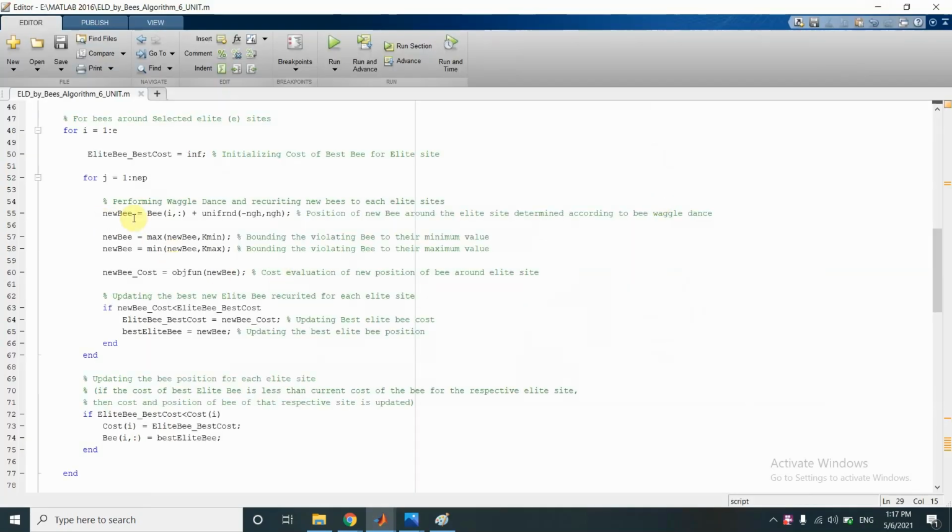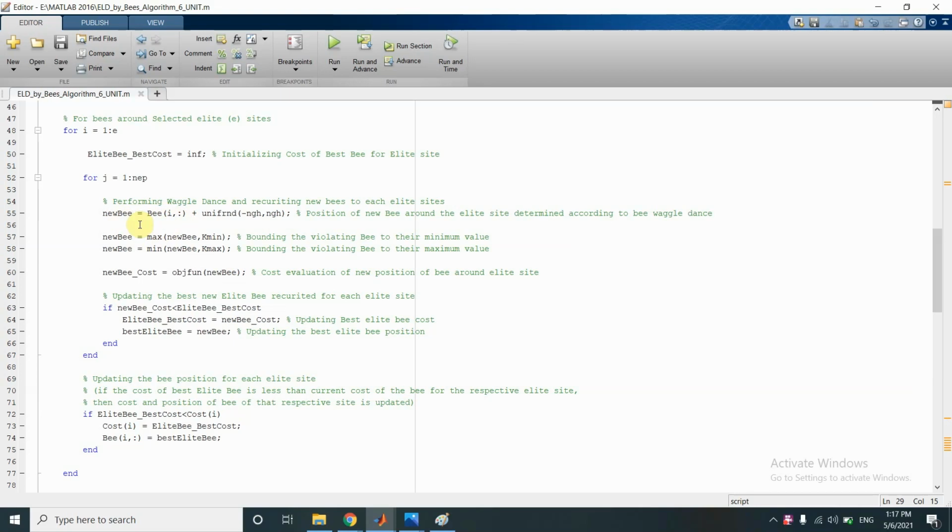So this is how we find the positions of the new bees sent to the neighborhood of elite sites. We saw it for one dimension. The same thing would happen with the other five dimensions, and together with all the six dimensions we will have a row vector of the new bee which will contain the position of this new bee in all the six dimensions.